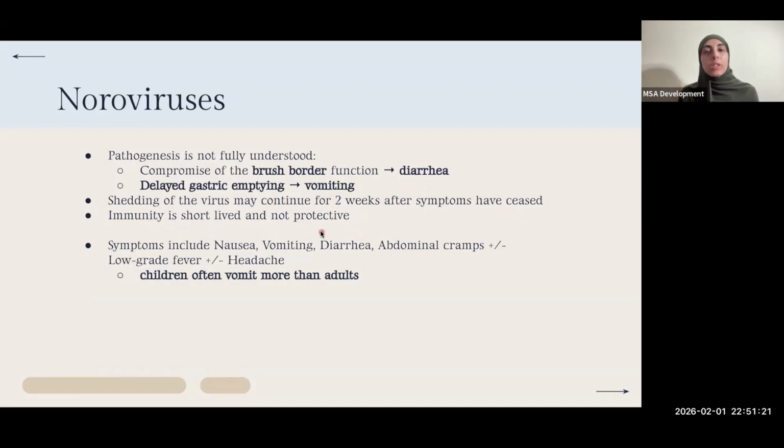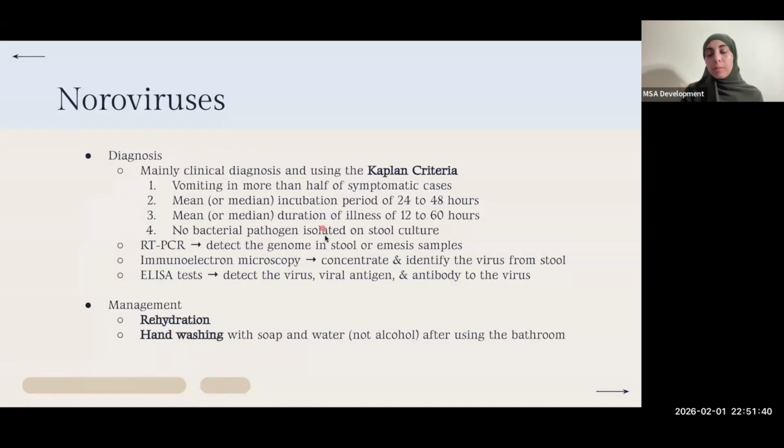Remember, we said in rotavirus, there is some kind of protection that if you get infected once again, the infection will be milder. But in norovirus, there is really no protection at all. If someone gets it, they get immunity for a very short period of time, and then it's like nothing happened. They may get the infection again, and it may still be as severe as the first one.